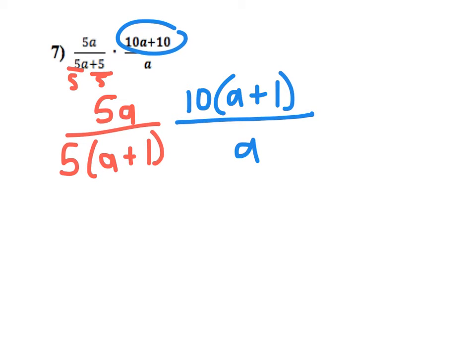Now, since we're multiplying, you can go ahead and just make this like one big fraction bar. And at top, you have 5a times 10 times a plus 1. On the bottom, you have a times 5 and a plus 1. We're looking for things that match again. I noticed we have an a plus 1 and an a plus 1. So those two are going to cancel.